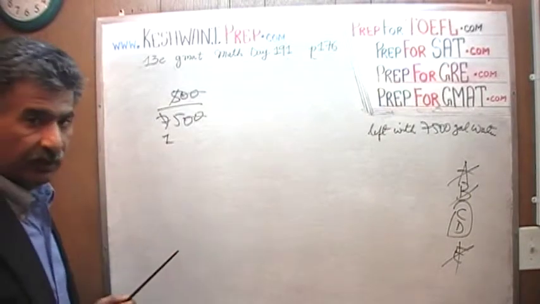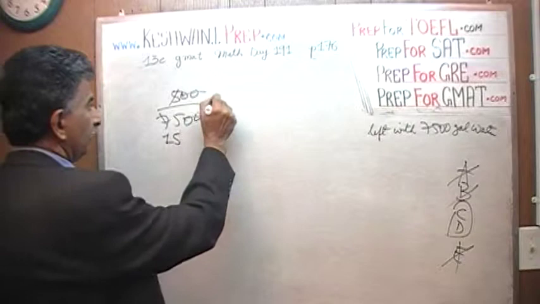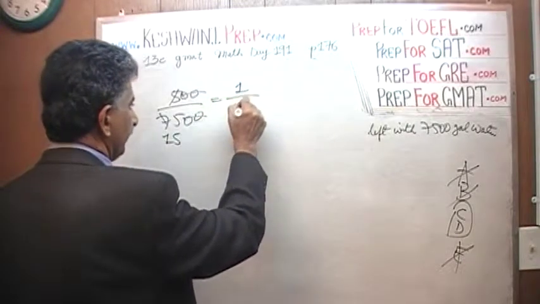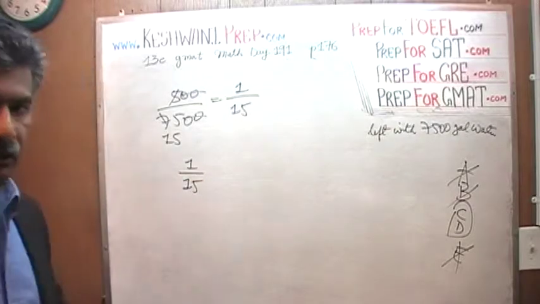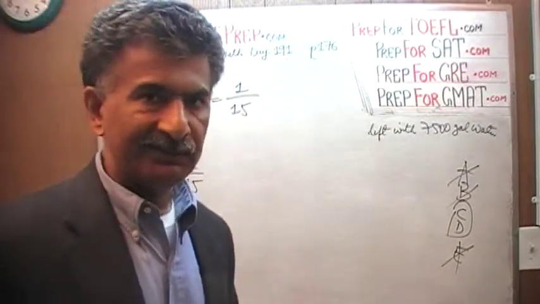How many 5s in a 25? There are 5 5s in 25. So it boils down to 1 over 15. 1 over 15. Now, if you were to leave it like this, the answer that we'll get will be in decimal. They're asking us how much percent.